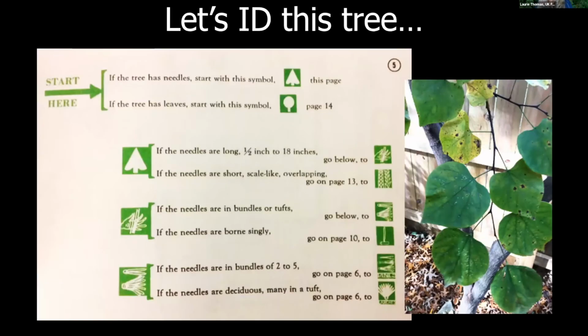Okay, so let's ID this tree. In our little booklet, it starts at page 5, or it could be 1 depending on your tree key. But this one says to start here. And so the first question, remember, asks you, does the tree have needles or does it have leaves? And when we look at this guy right here, hopefully everybody's saying it has leaves. So now we're going to remember that little symbol, which looks like a stylized or lollipop tree, and carry that symbol over with us to page 14. So we flip over to page 14.